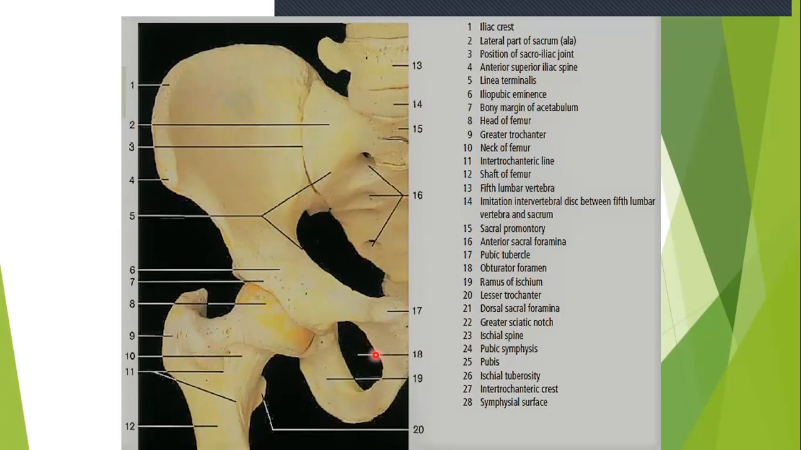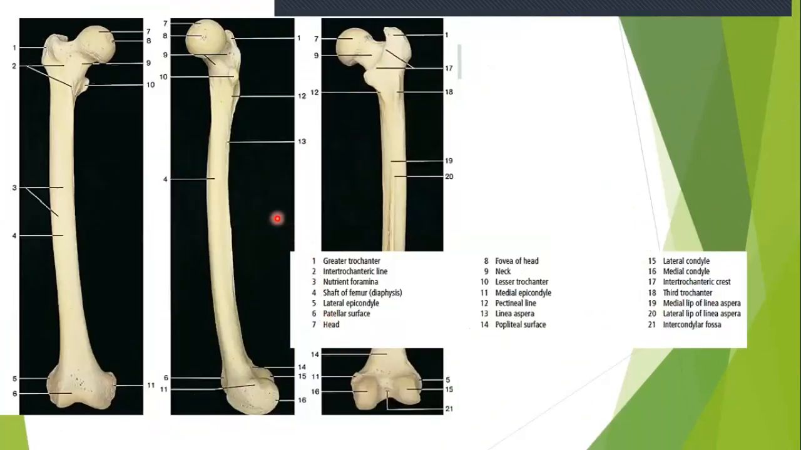Obviously, this is the obturator foramen. Remember, always remember that this is the ramus of ischium. Okay. Let's continue. So this is the femur now. This is the anterior view, medial view, and this is a posterior view.